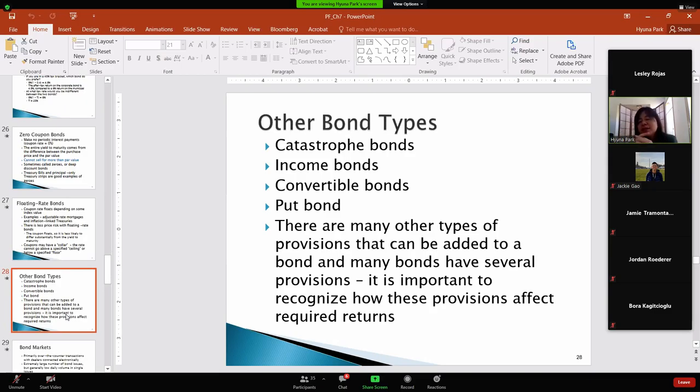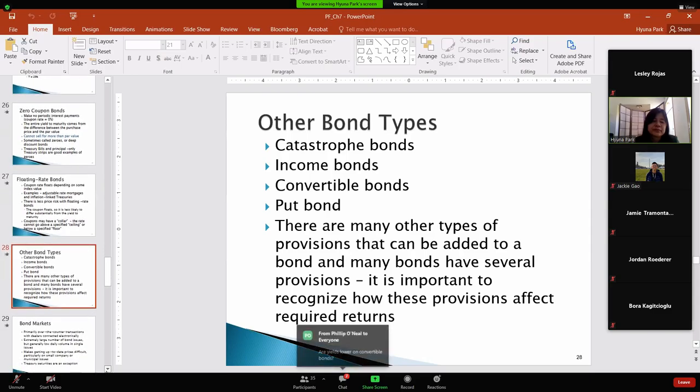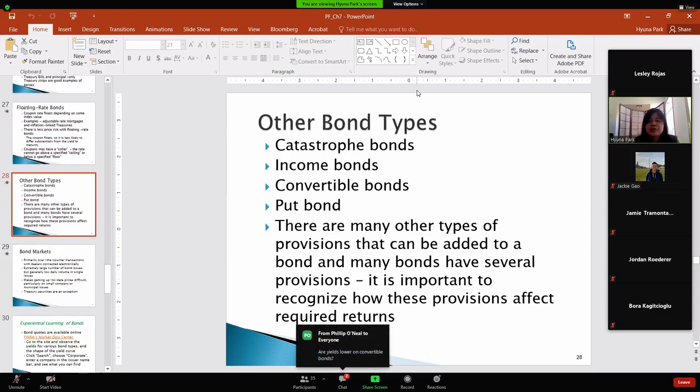Put bonds are similar. Put bonds are also a special case. If you purchase a bond that has a put provision, you have an option to sell, to put the bond back to the company. So when market rates go up and you are stuck with a low coupon, a small amount of coupon, then you can exercise the put option. So those are additional features. All right, any questions?